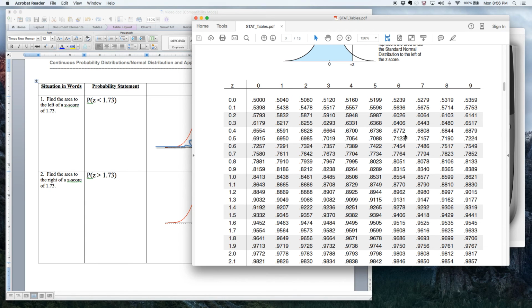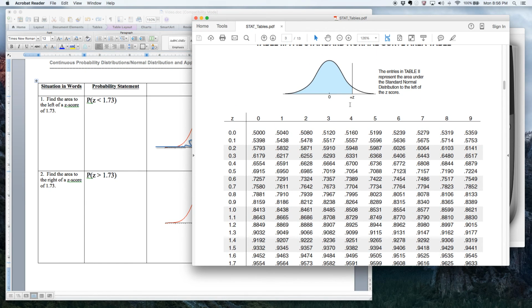Remember, this table here, table 2, does not give area on the right. It only gives area on the left because it's called cumulative. The word cumulative means from the beginning. So from the beginning, which is to the left forever, all the way up to and including the z-score you're talking about, that's what this table gives you: area on the left, because it's a cumulative table. All right, fine. The table's been around for centuries, obviously, and it's old news.